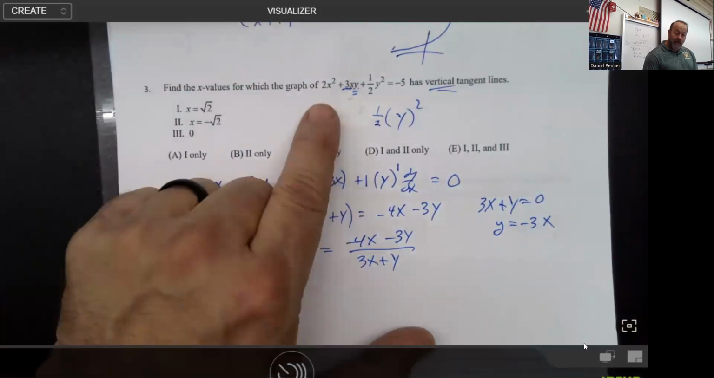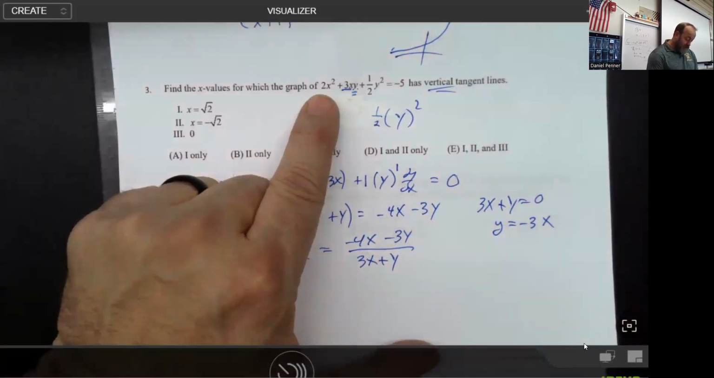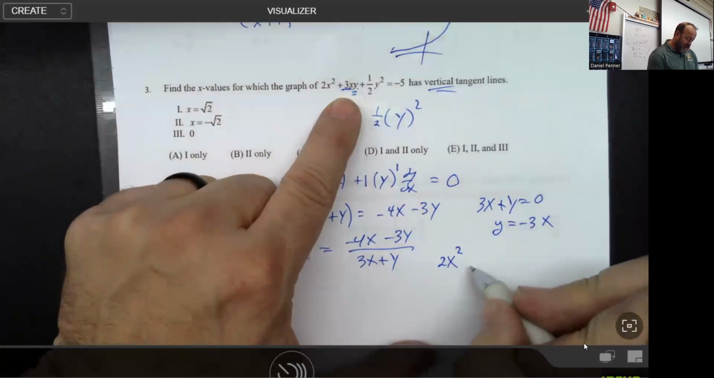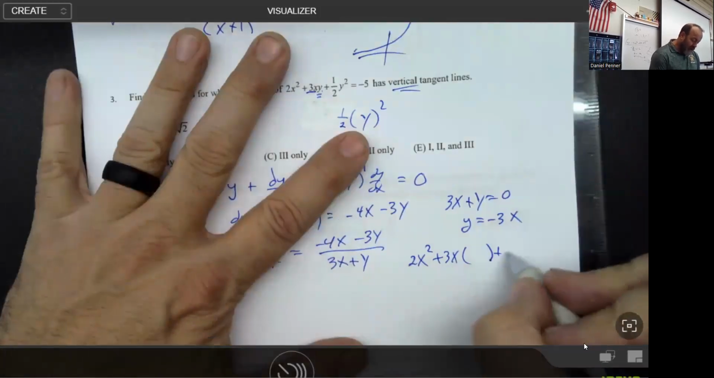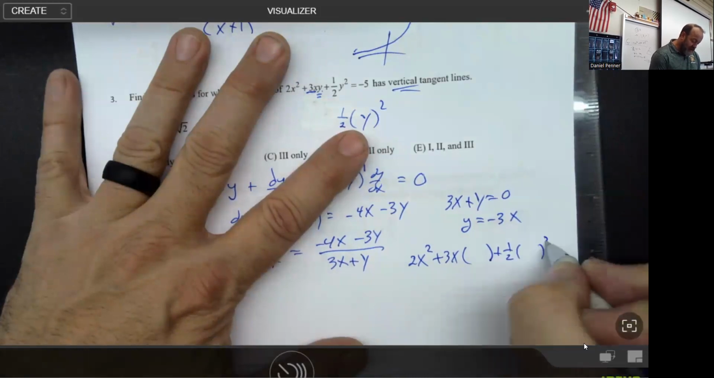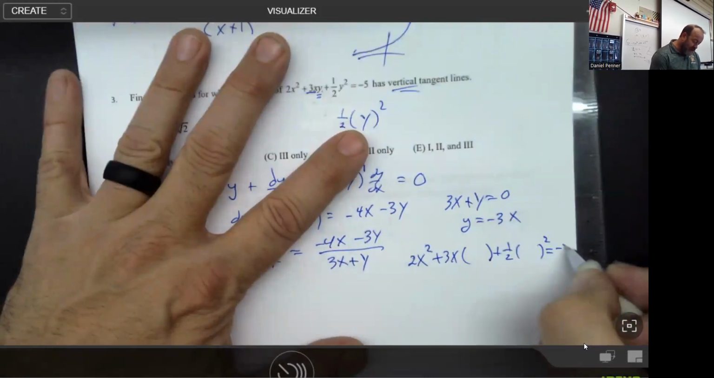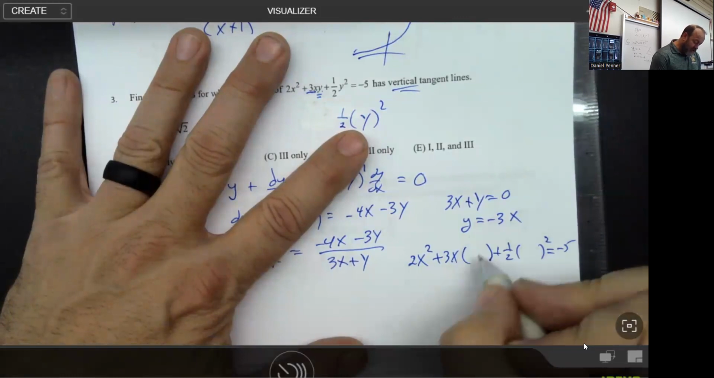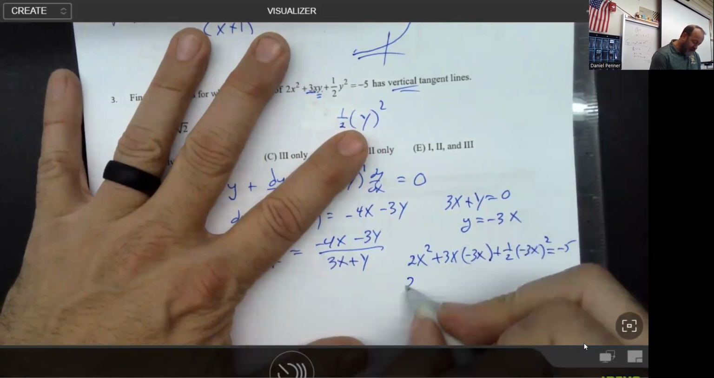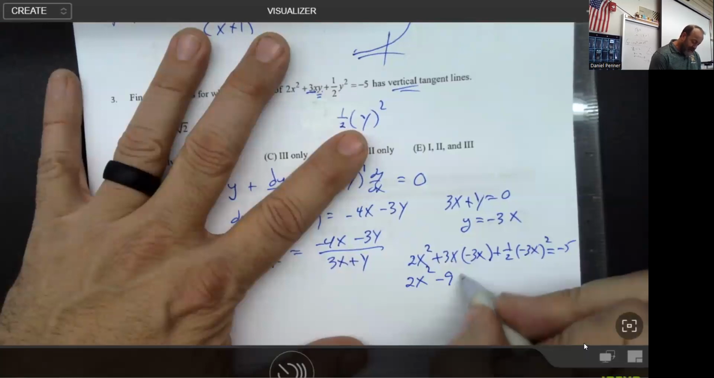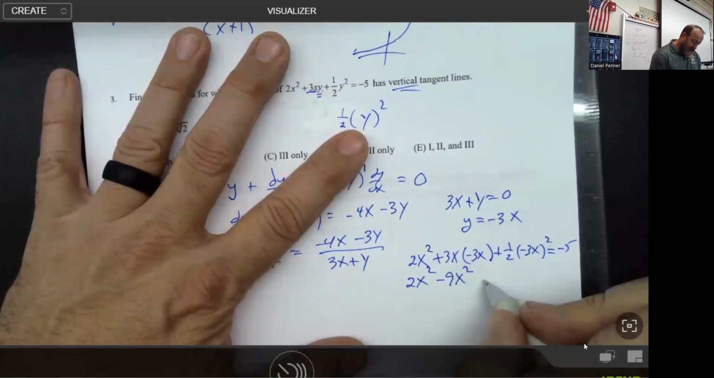So I'm going to go back to my original problem, which is 2x squared plus 3xy plus 1/2 y squared is -5. And I'm going to replace each of those y values with a -3x. And so I've got 2x squared minus 9x squared plus 9/2 x squared equals -5.